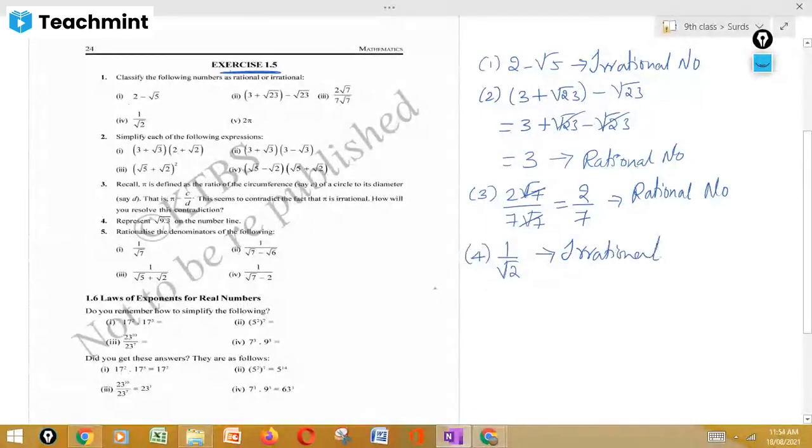Now the fifth example, that is 2 pi. Which kind of number is it? Rational or irrational? Irrational number. Now listen to me. Any one of you has to tell why it is an irrational number. You need to give the reason for that. Any operator here?